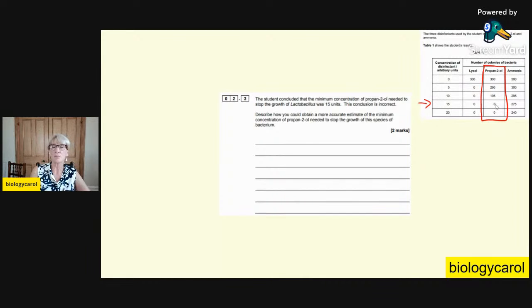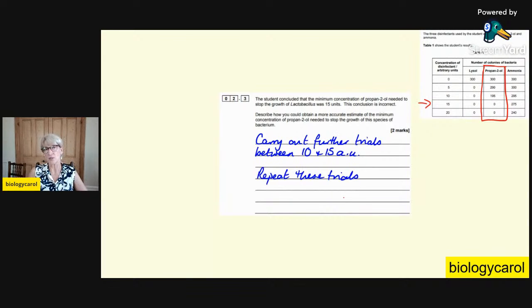And therefore, doesn't it make sense that we have got to carry out further trials between 10 and 15 arbitrary units? I could have said, e.g., 11, 12, 13 and 14 AUs. And then we've got to repeat those trials. We can't just do a one-off test to get our result. So, and that is where I got the 2 marks.